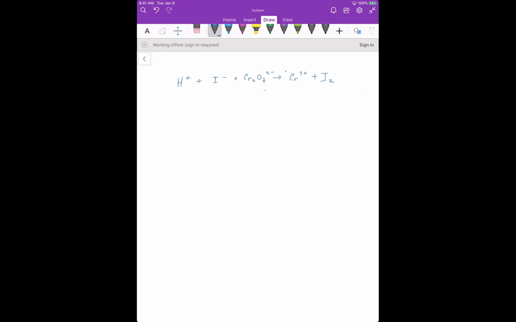Okay, let's balance this example 6. And again, finding the pairs that go together. The I minus goes to I2, and the dichromate ion goes to a chromium 3 plus ion. So let's take the first one, and we need to balance the number of atoms. Because there's 2 iodines here, we're going to need 2 iodides here.